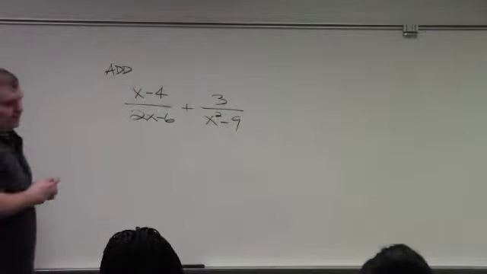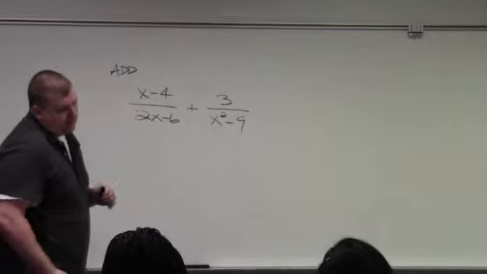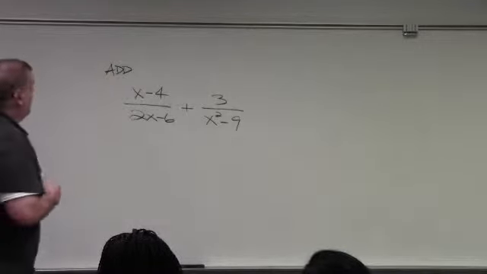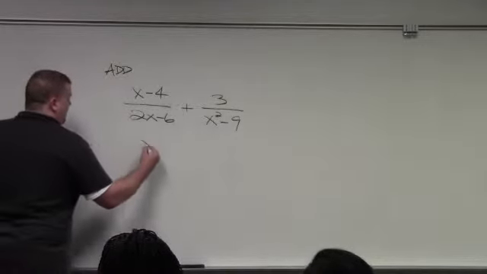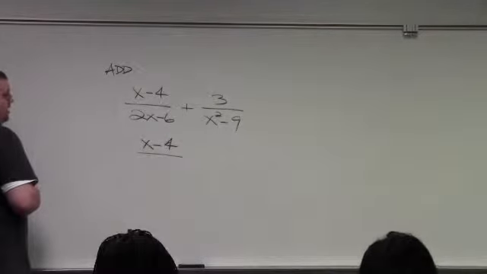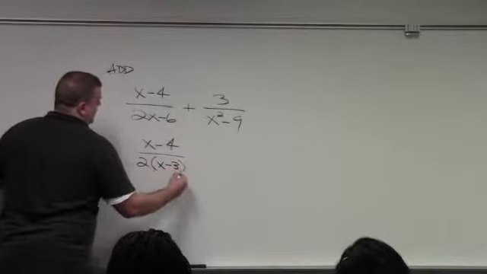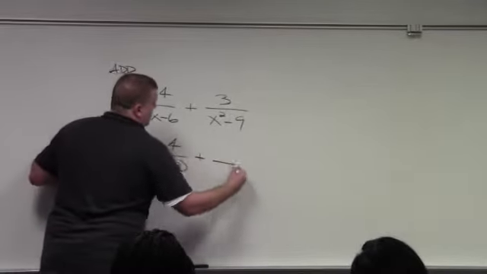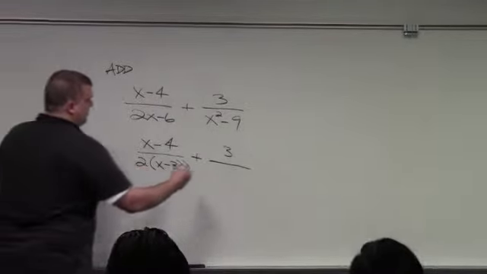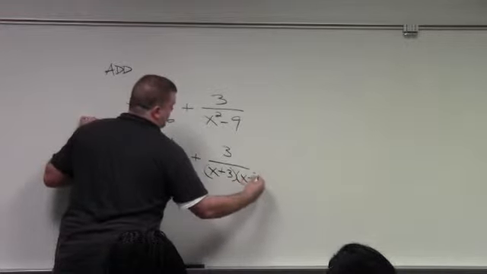So let's go through the steps. It says find the LCD. It says remember to factor denominators completely, and then multiply each fraction by what it is missing. So can I factor the bottom of that left fraction? Pull out a 2, times x minus 3. Correct. What does x squared minus 9, a difference of squares, factor into? X plus 3, x minus 3.